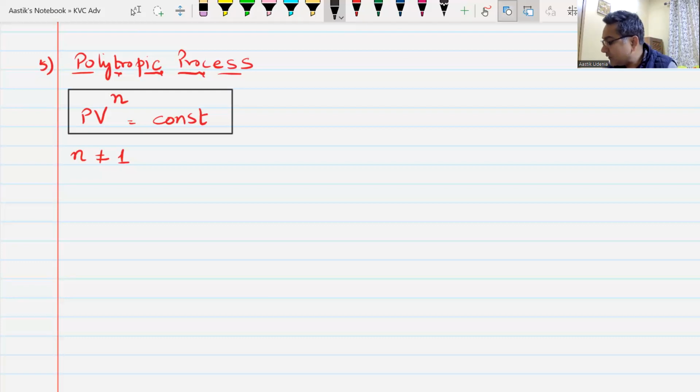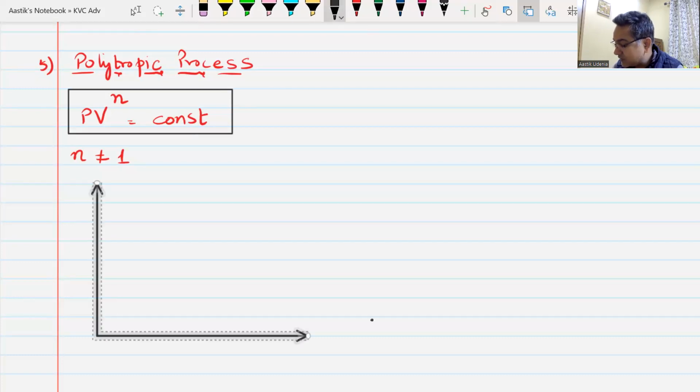Now, if I draw the PV graph for this process, this PV graph will also look just like an adiabatic process or like an isothermal process. It will be something like this.